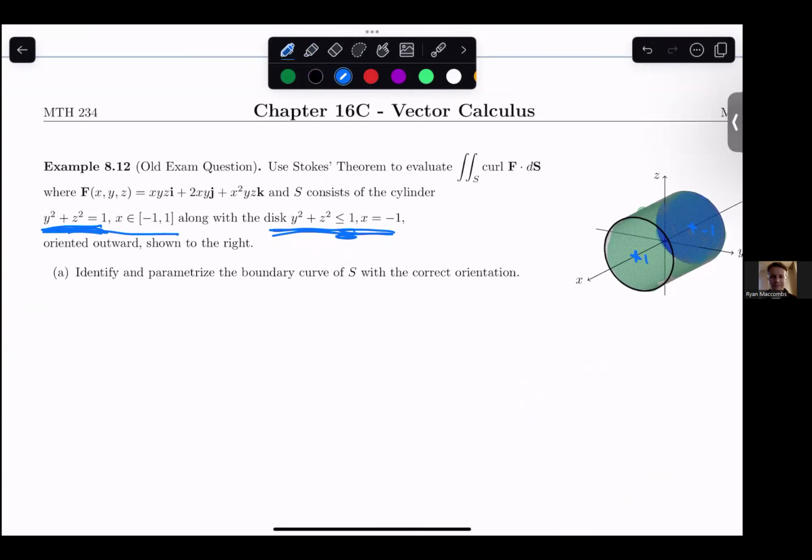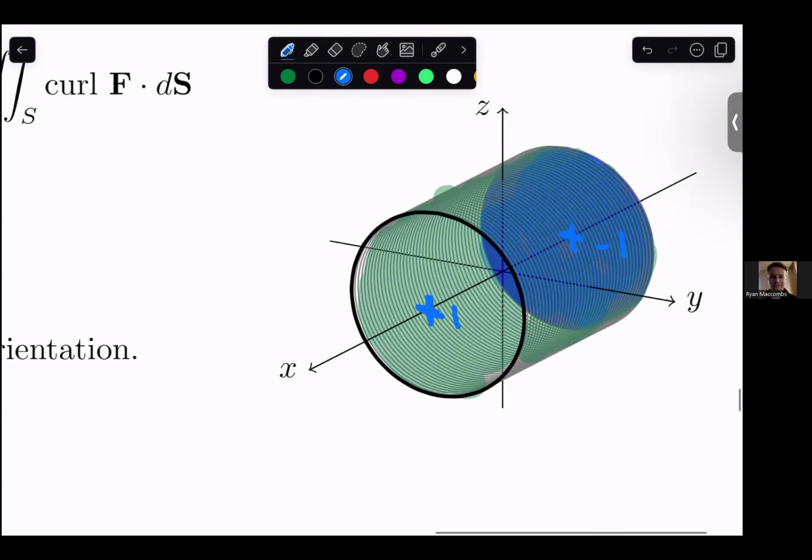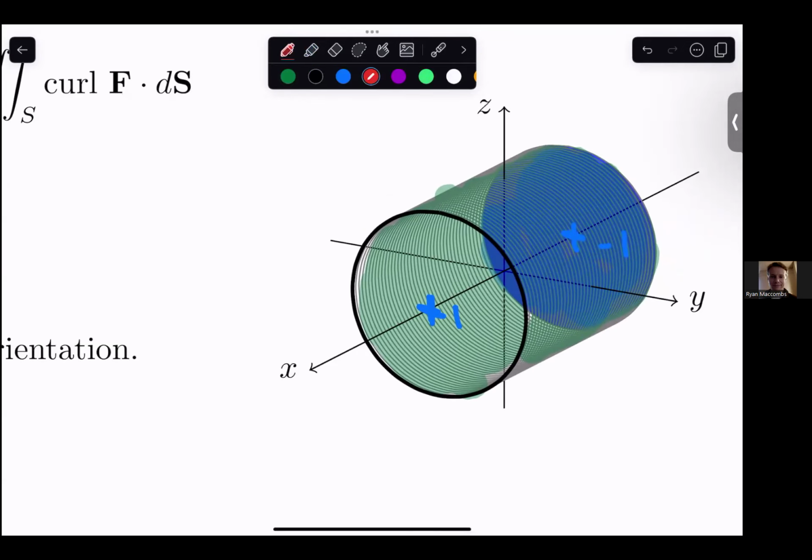So the first thing that we want to do, according to the statement of this problem, is to identify and parameterize the boundary curve of S with the correct orientation. So again, I like to think about the boundary curve. If I was an ant crawling along the surface, how could I go from the outside of the surface to the inside of the surface, right? Or how could I basically flip sides? So the top side to the bottom side or something like this. In this case, I think the only place where I could actually go from the outside to the inside is going to be along this rim right here.